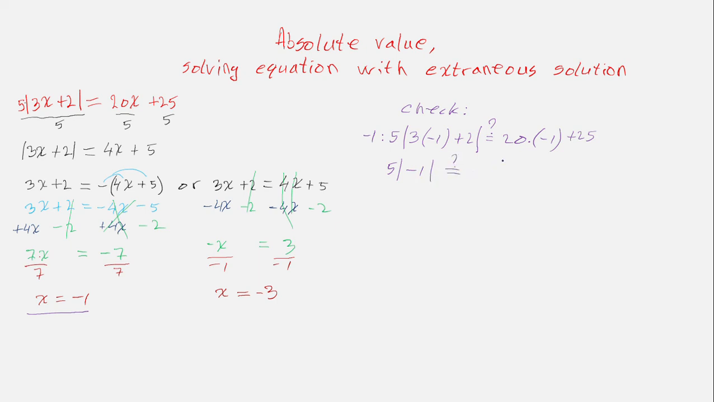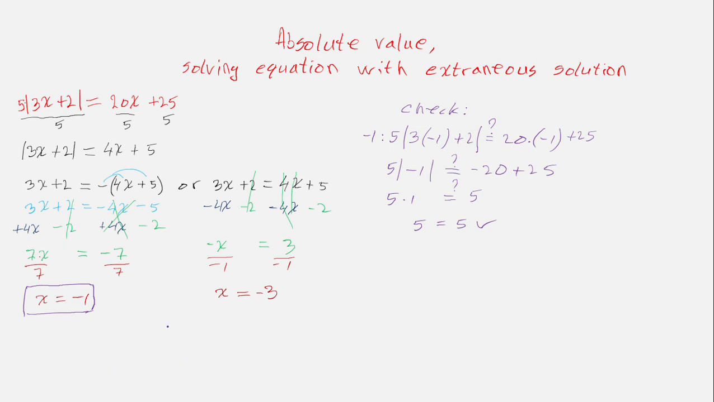Equals, and again, we are checking. This is -20 plus 25. Now, 5 times the absolute value of -1. Well, the absolute value of -1 is actually 1, so this is just 5 times 1, equals 25 minus 20, which is 5, right? And 5 times 1 is 5, equal to 5, so this one checks. So we know that x equals -1 is actually a good one.